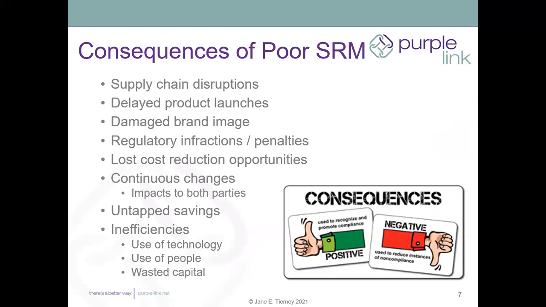There are consequences that you may have seen from poor supplier relationship management. You get more disruptions because your communication isn't clear, it isn't crisp, it isn't consistent. So there are misunderstandings of things. There's not as much follow-up. There's not as much involvement on teams from both sides. So you have more disruptions. Poor SRM can delay product launches.